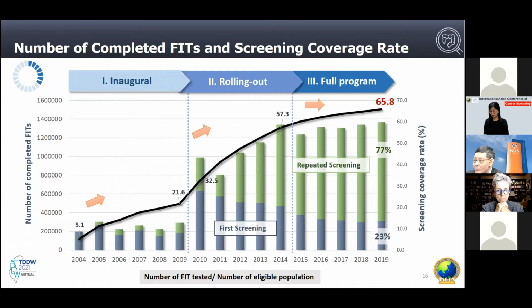The screen coverage rate was from 5% to 21% in the first period. In the second period, with clinics and hospitals participating in the program, the number of complete FIT increased significantly. In the full program, the screening coverage rate is close to 66%. In 2019, 23% of subjects were screened for the first time, and 77% of the subjects had been screened in the past 5 years.